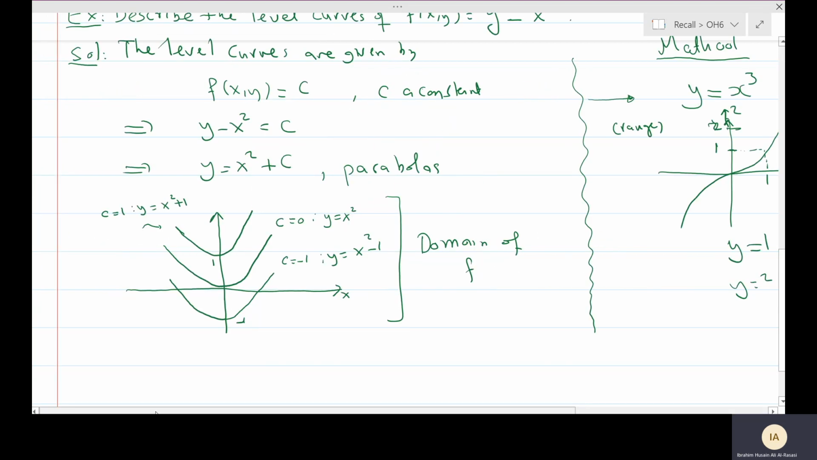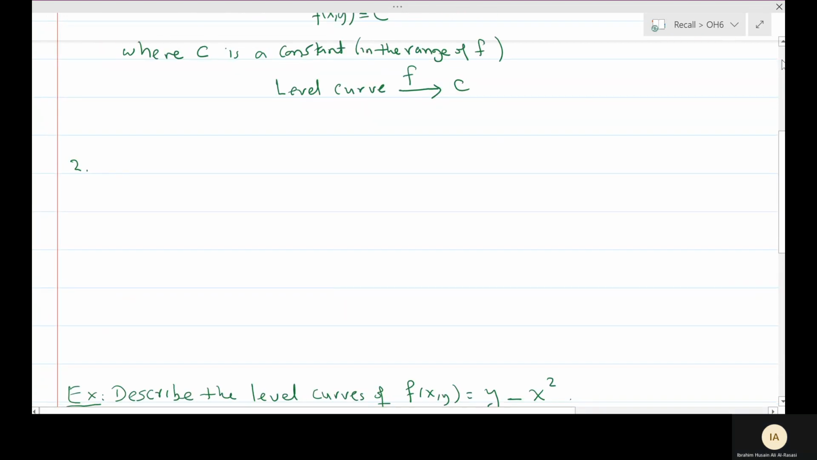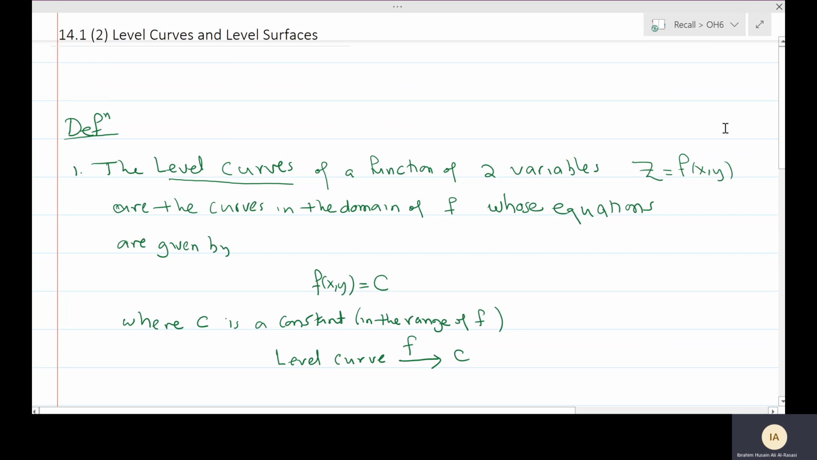So notice here, if you have a function of two variables, and you take any value in the range, for example C, how to find the points in the domain going to C? So C is the range value, the Z value. So how to find the points in the domain? Just replace Z with C. You get a curve here. In general, you get a curve. So the whole curve will go to C.